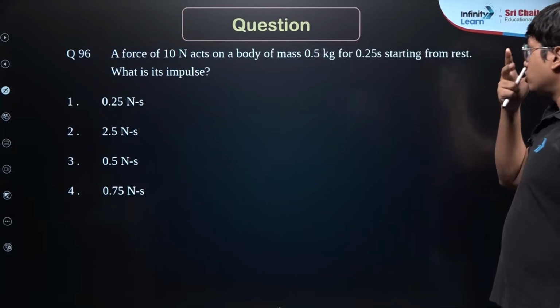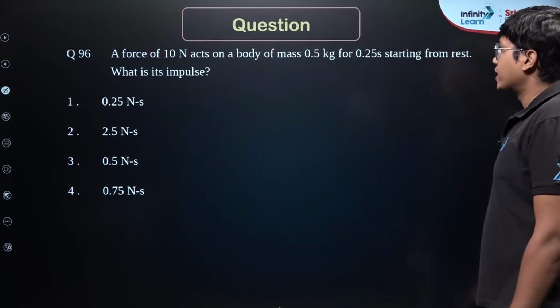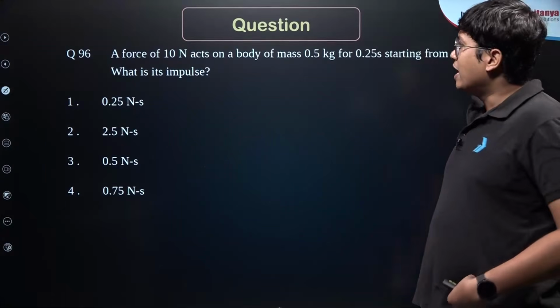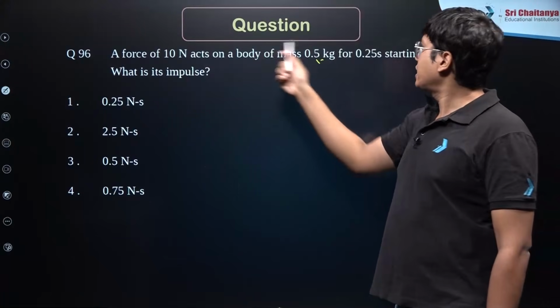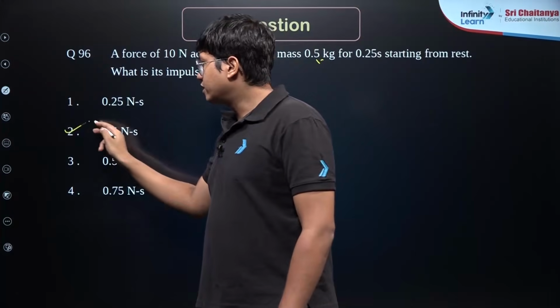Next, force of 10 Newton acts on a body of 0.5 kg for 0.25 seconds starting from rest. What is the impulse? Impulse is just force multiplied with time. This is useless information. It's just 10 multiplied with 0.25. The answer is 2.5.